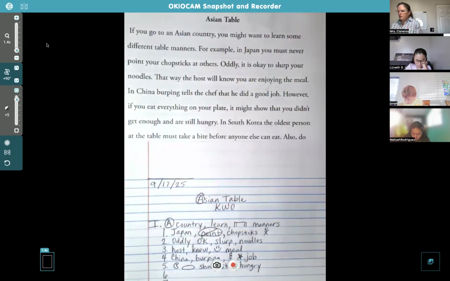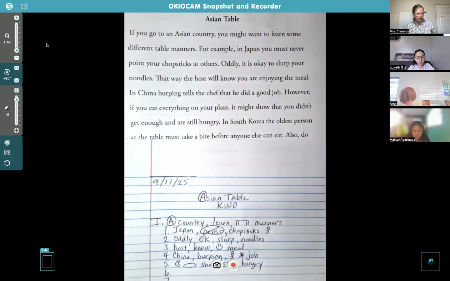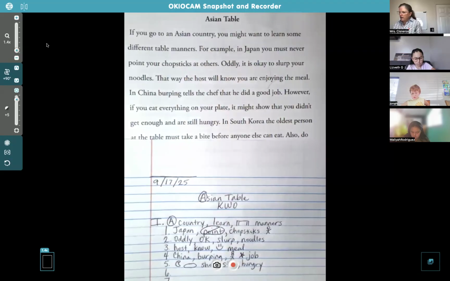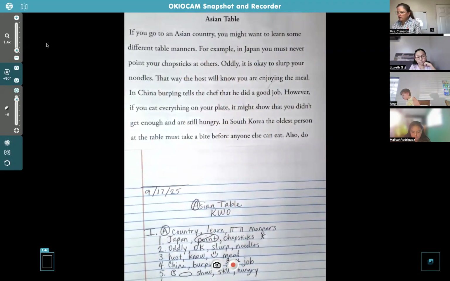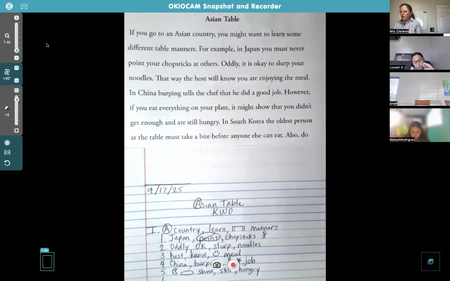Okay. And then when you're done, back to Lizzie, go ahead and do the next one. It's about South Korea. In South Korea, the oldest person at the table must take a bite before anyone else can eat. Yeah, we didn't even talk about that one. That would be hard to do, huh? If you're hungry and you're sitting there and you're like, come on, Grandpa, take a bite. Please just take a bite, Grandpa.